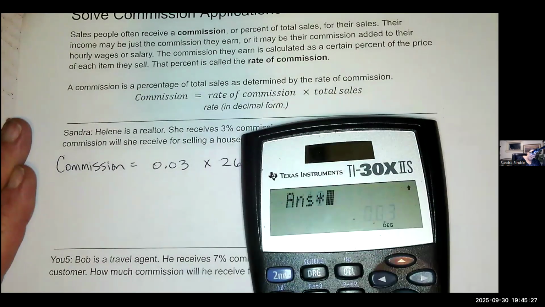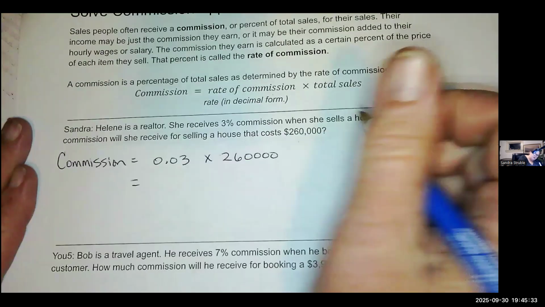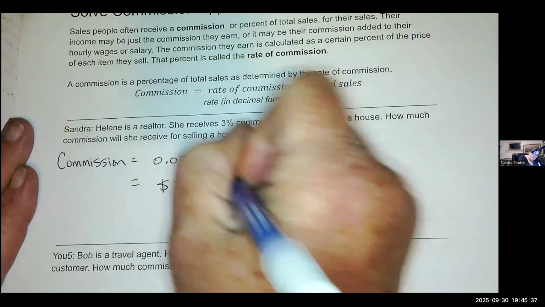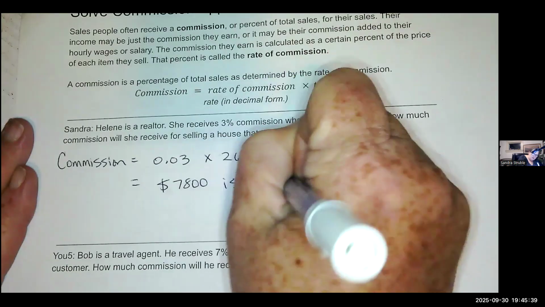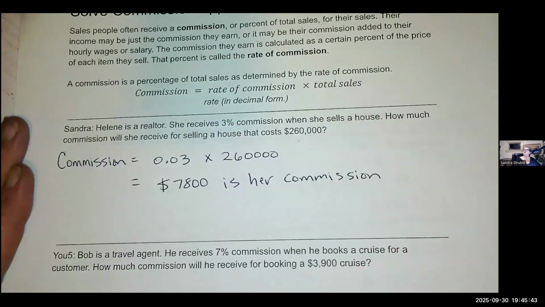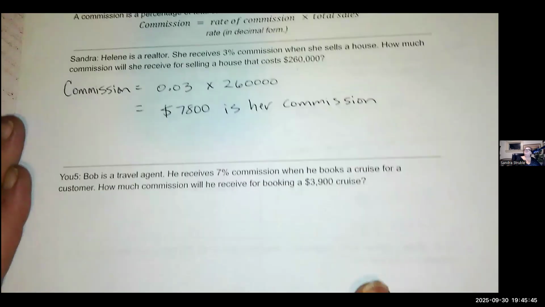So times 260, 1, 2, 3. $7,800. You need to know that it's dollars. $7,800 is her commission. That's what she takes home for selling a $260,000 house.